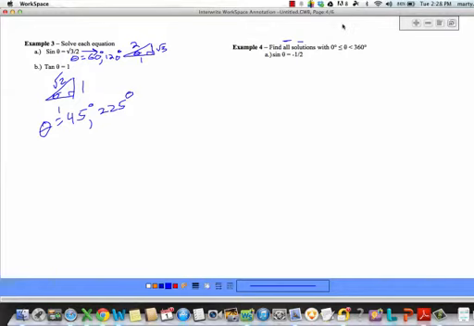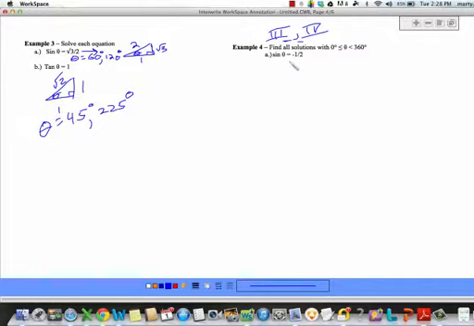Now find all solutions for this guy over here. For sure, we want to be careful. Sine is negative. When is the sine negative? That's when we're in quadrant 3 and 4. So we need to understand when the sine is negative. Quadrant 3 and quadrant 4.